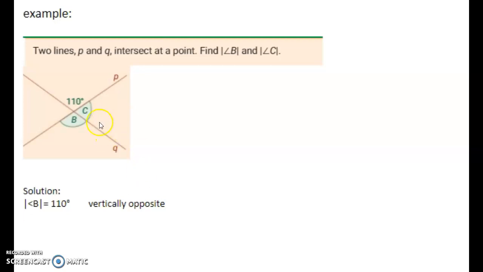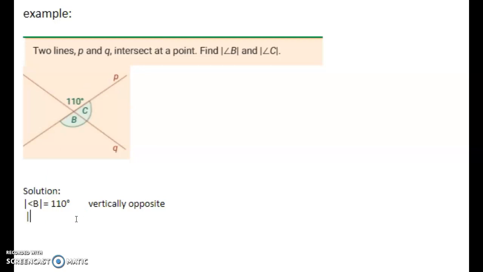Then angle C. What is the size of angle C? Well, we know that this line P is a straight line. Actually, if I use this one here, Q, that's a straight line. So that's 180 degrees. And if this is 110, and we take away 110 from 180, we get 70 degrees. So C is equal to 70 degrees.